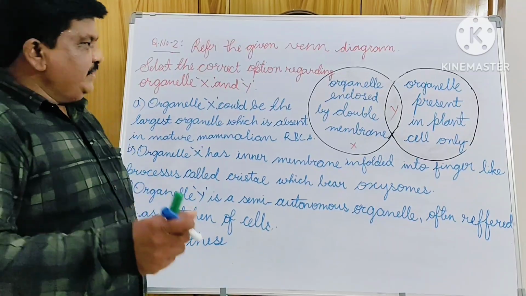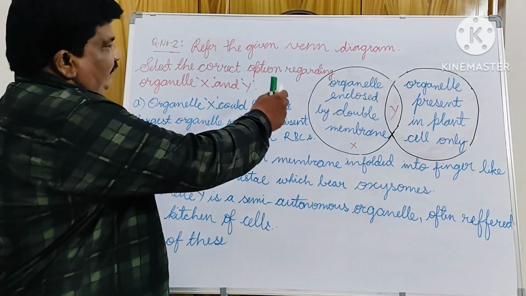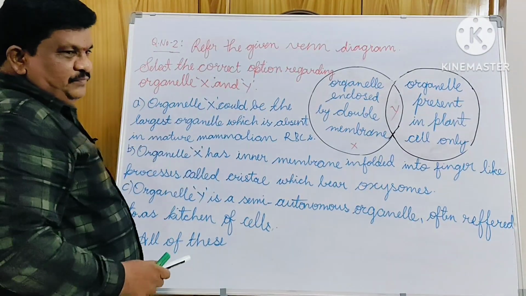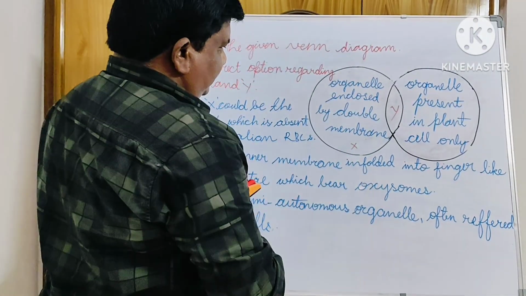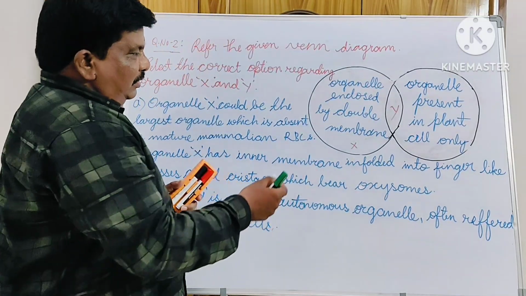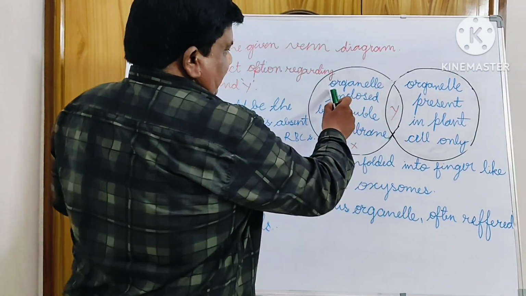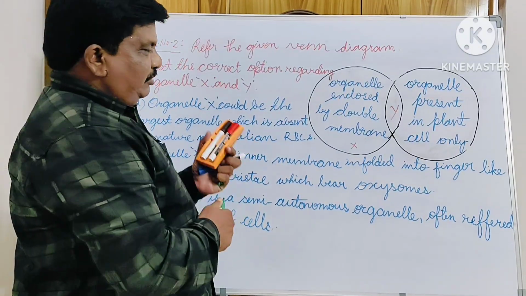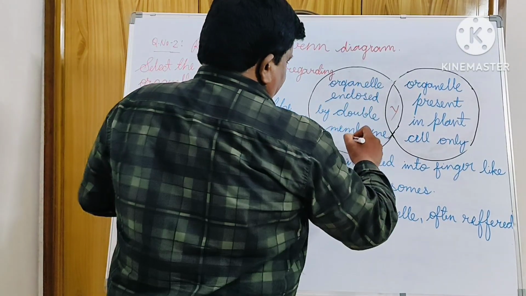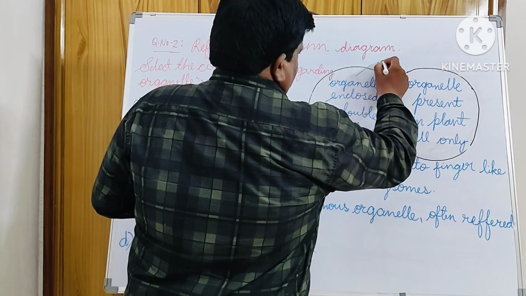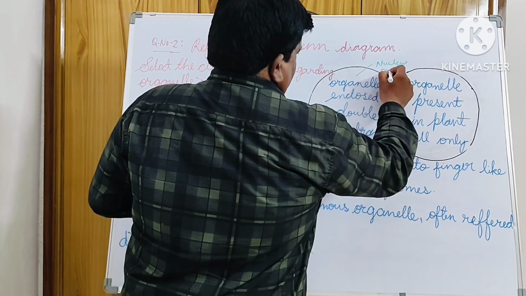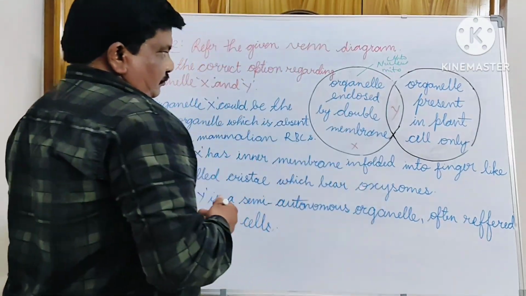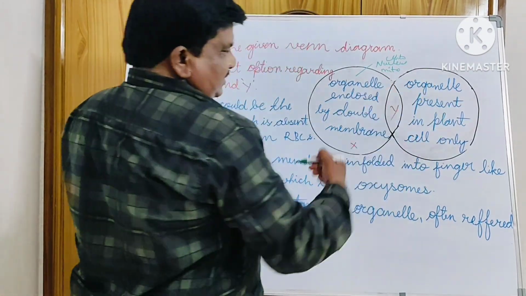Now let me see the second question. Refer to the given Venn diagram. Select the correct option regarding organelle X and Y. First we see the circles. In this Venn diagram, the first circle represents organelle X, enclosed by a double membrane. The organelle enclosed by a double membrane may be the nucleus, mitochondria or chloroplast. So what is given in the second circle?